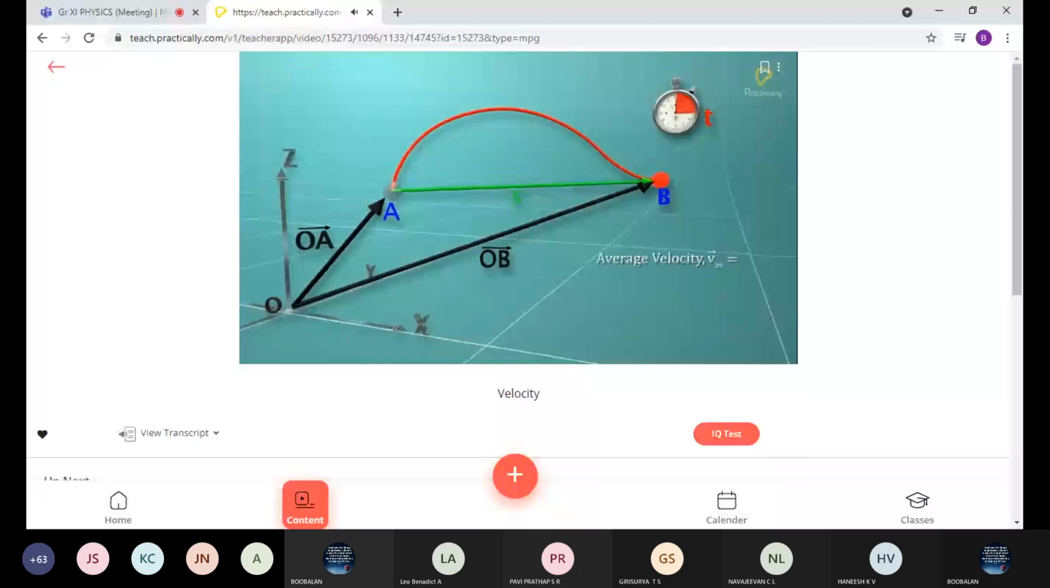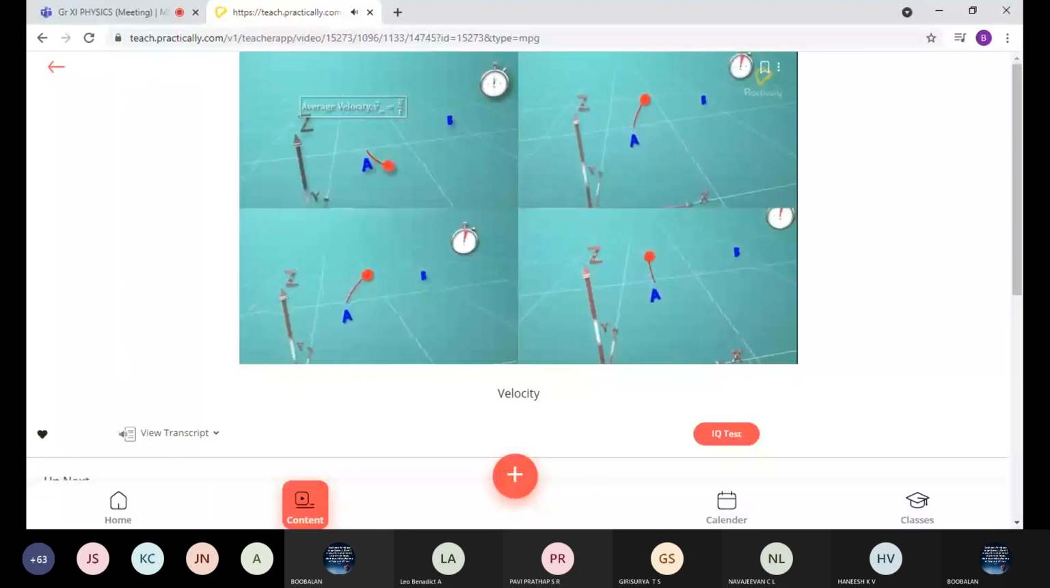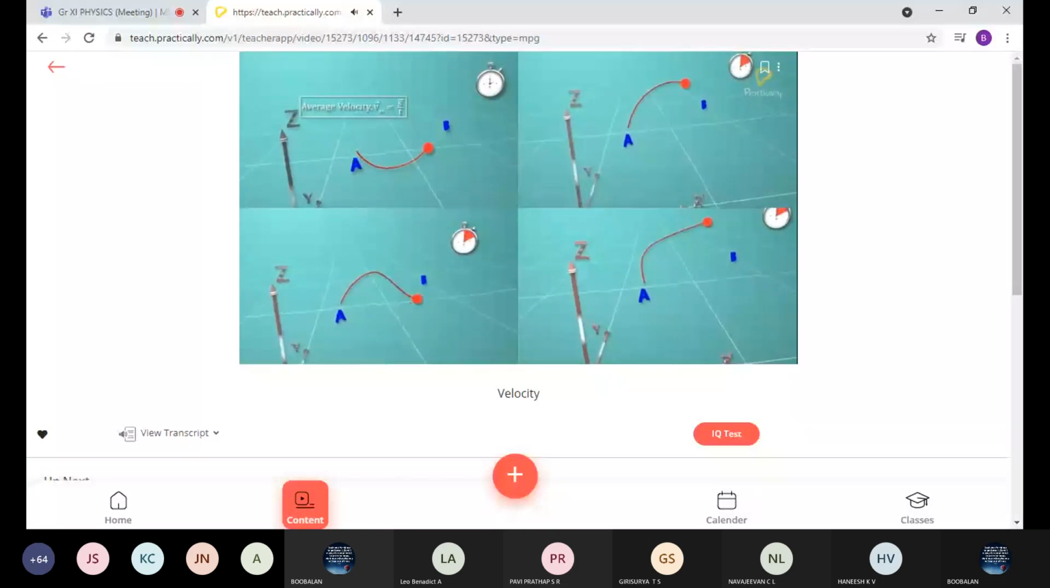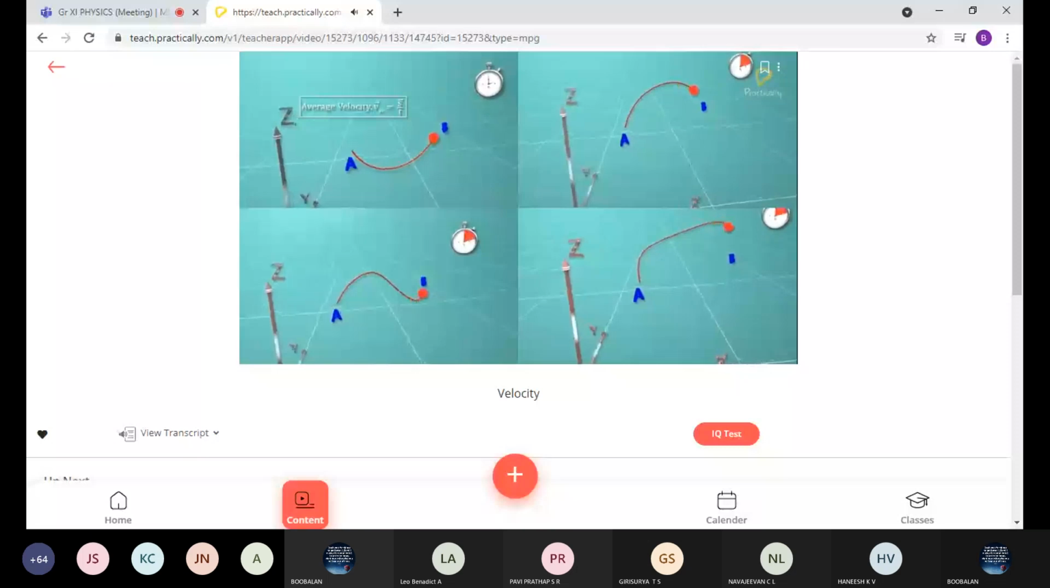Average velocity of the particle depends on its final and initial positions only, and does not depend on the path it takes. So, if the particle were to cover a different path between A and B in the same duration of time t, its average velocity would remain the same.